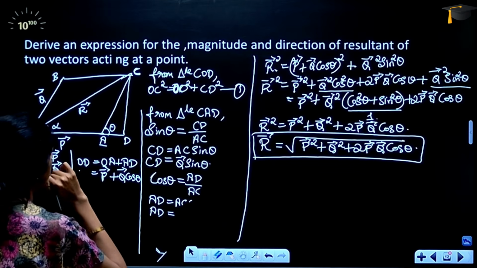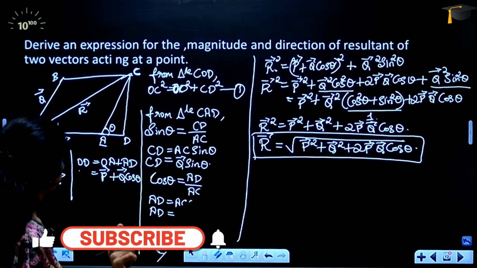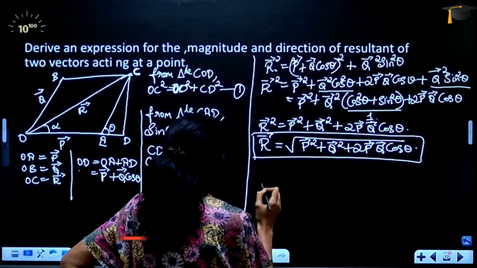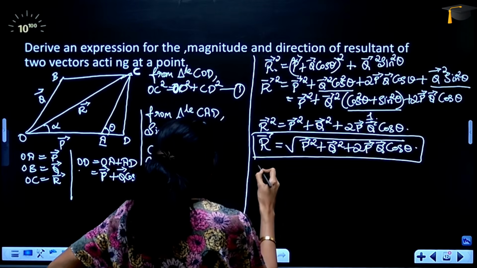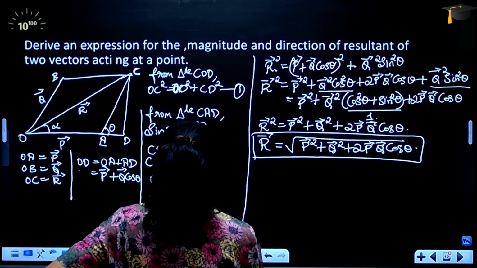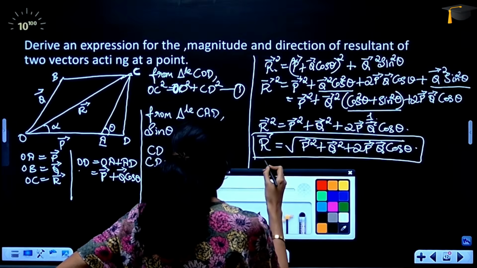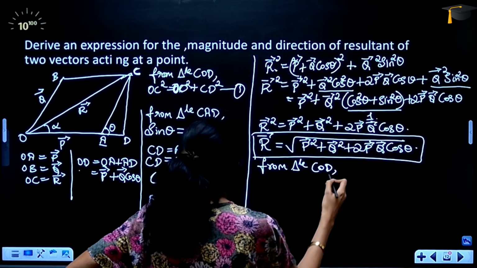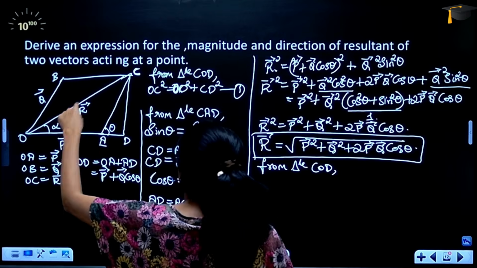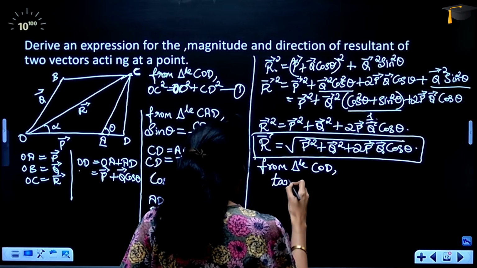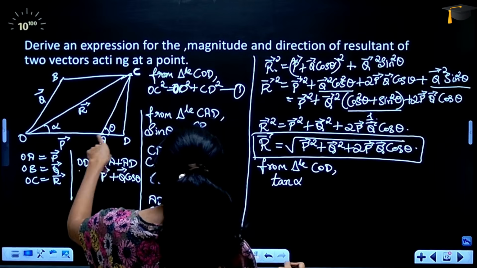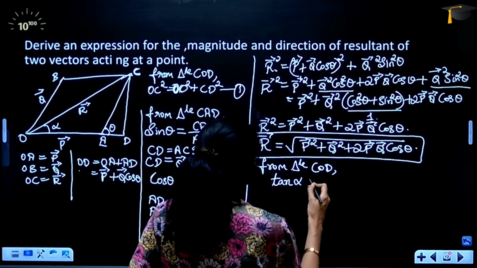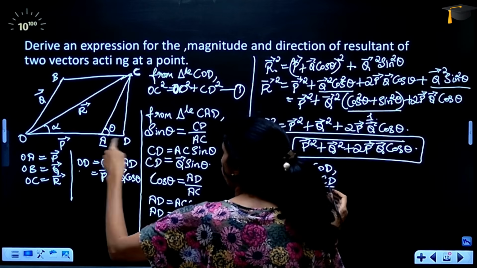Let me take a triangle. Yeah, I'll take the same triangle. From the triangle, again I come back to the triangle COD. Okay, I've taken the triangle COD. So from here, I'll take tan alpha, because I can find alpha using tan. So what is tan alpha, students? Tan alpha can be taken as opposite by adjacent, right? So opposite is CD, adjacent is OD.